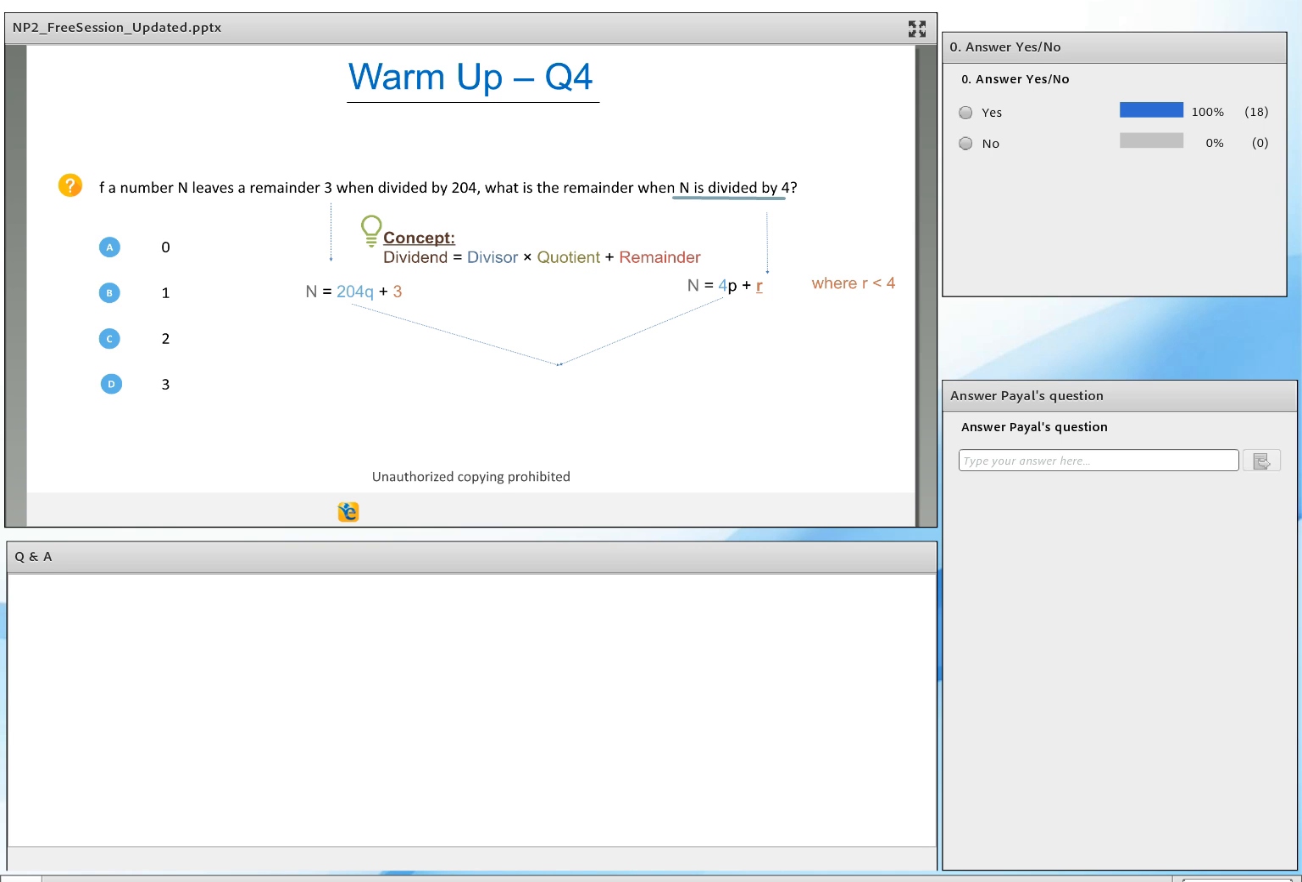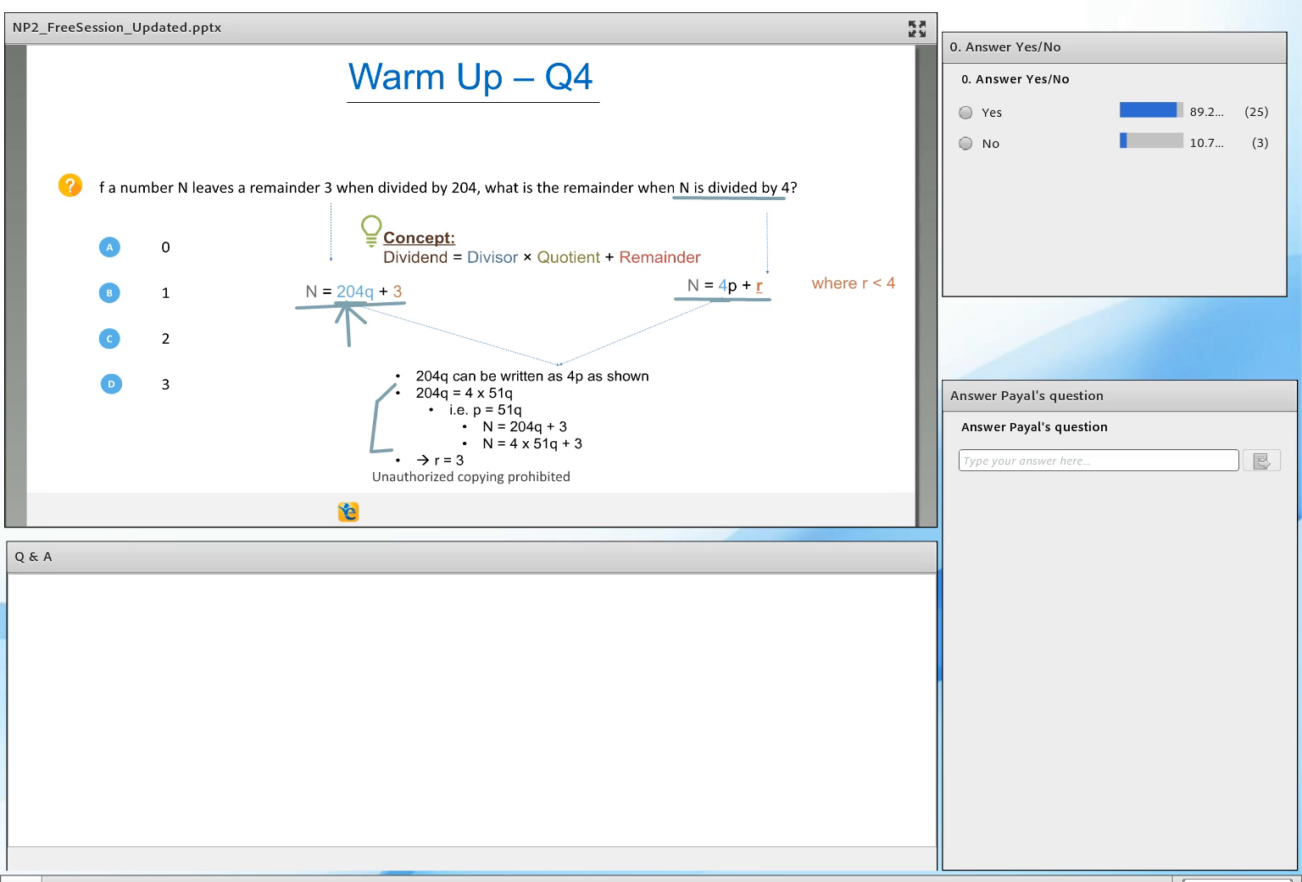If you notice, 204 is nothing but a multiple of 4. So this equation in its current form is of the form n is equal to 4p plus r. How many of you are with me so far? How I am drawing the similarities between these two equations. 204q can be written as 4p because 204 is already a multiple of 4. So this equation is already in the form that I want, which means that the remainder is r. And over here I've shown some more processing for people to visualize the same.